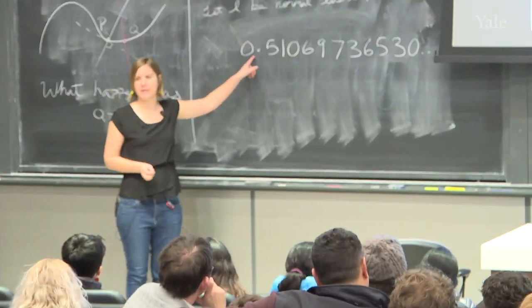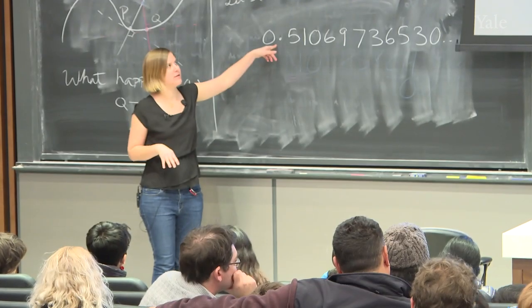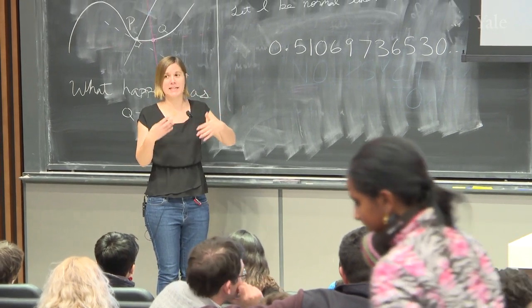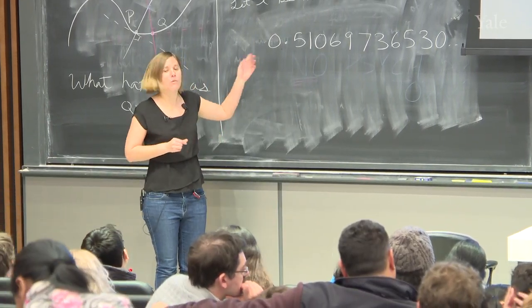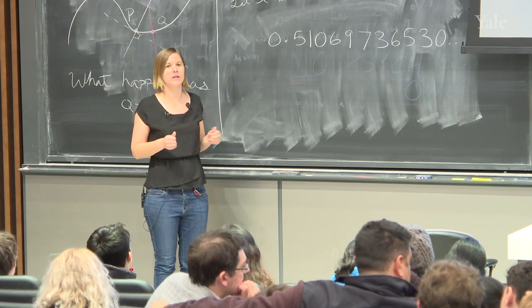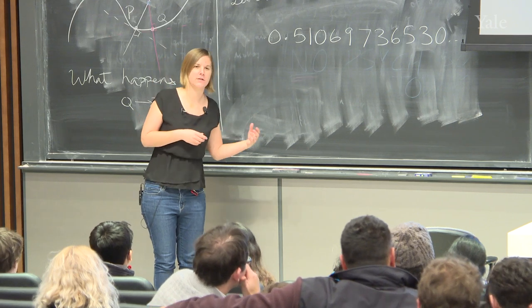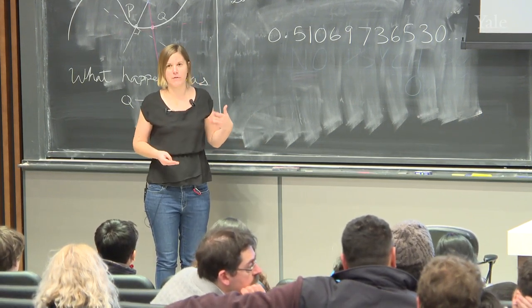All right, look at this number. Does this look like any of the numbers that we saw that had orbits that didn't go everywhere? It looks more like pi, right? It doesn't look like 5, 0, 5, 0, 0, 5, 0, 0, 0. It also doesn't look like a rational number that repeats itself over and over and over again.